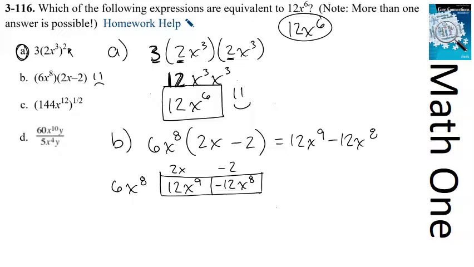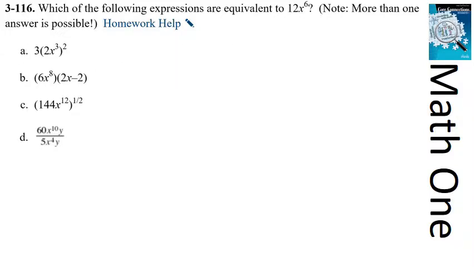And it's okay, there's no reason to be sad about it, but that's just the facts. Let's take a look at C. For C, I've got 144 x to the 12th, and raised to the 1/2 power. Now that's really, really interesting. I'm not exactly sure how I'm going to approach this, but let's take a look at a couple examples.